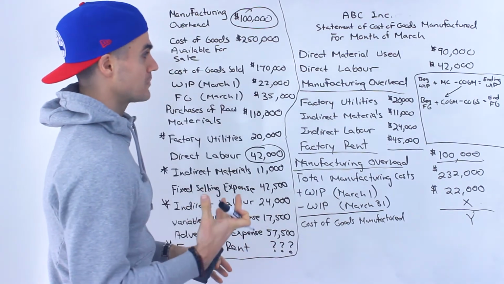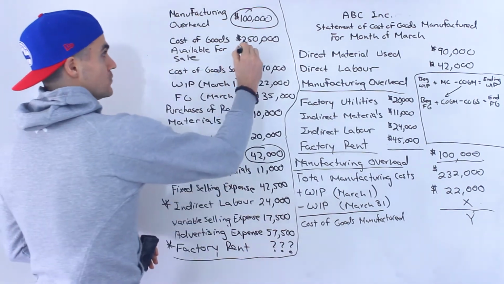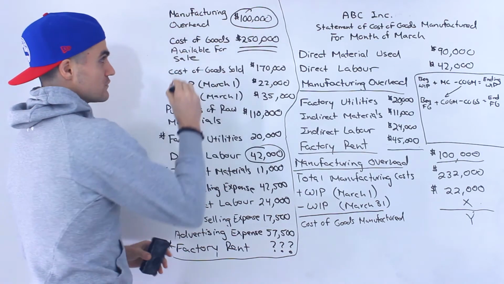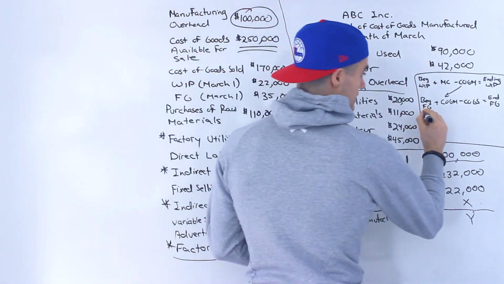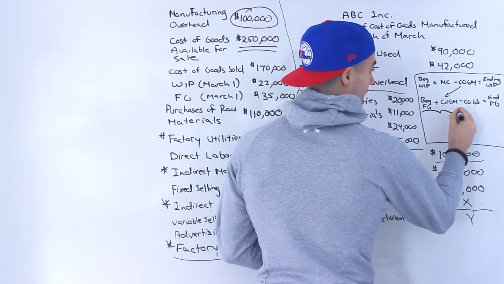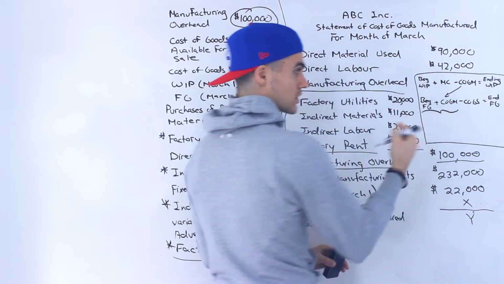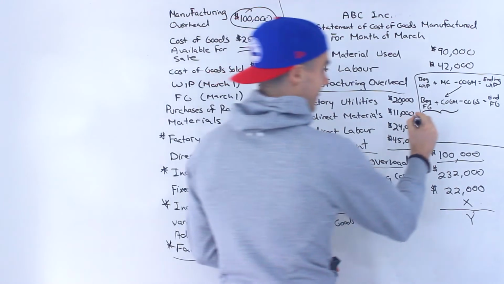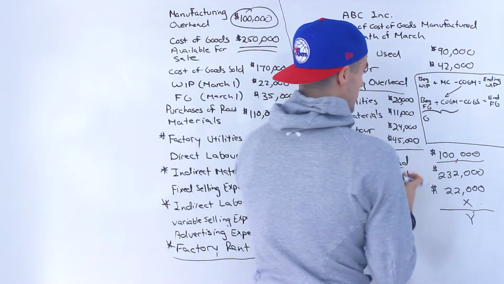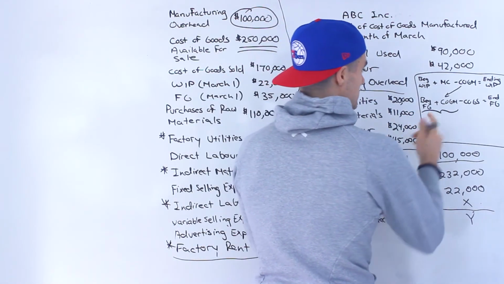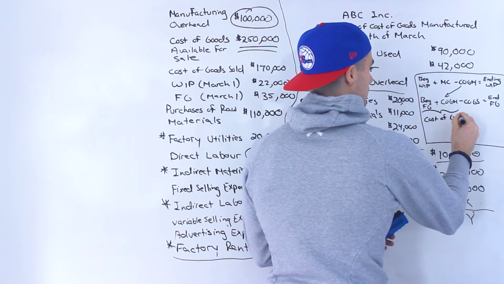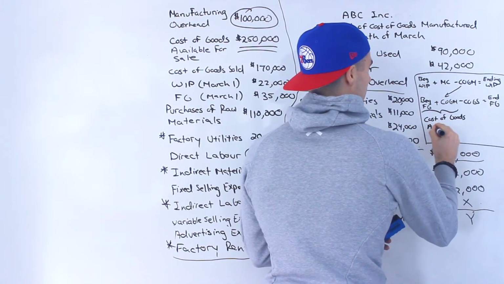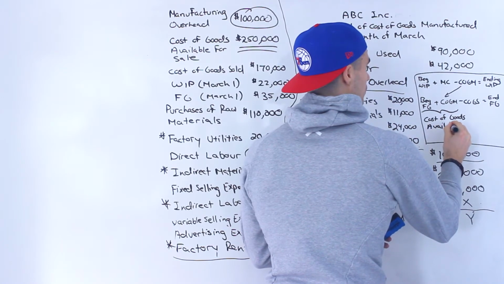So what is happening here? Well, if you notice, we're given cost of goods available for sale. And if you remember, these two numbers here added up, the beginning finished goods plus the cost of goods manufactured, that gives us the cost of goods available for sale.